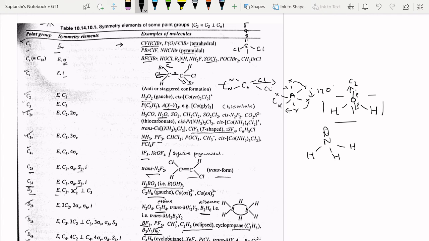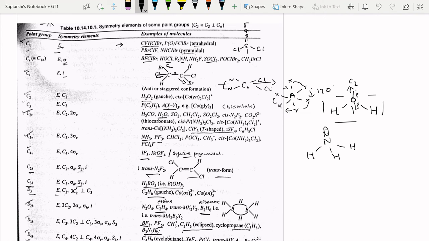This is actually a pyramidal shape, right? And for C4v, we actually have square pyramidal molecules, like IF5 and XeOF4, which take the C4v point group. So it is actually a trick you can use. From VSEPR theory, you can find out the structure and then just find out the point group.